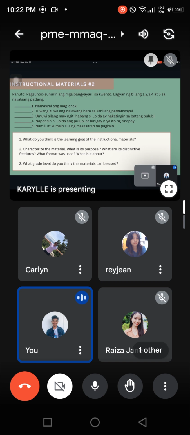So dito naman po, kung ano po ba talaga yung mga grade level na pwedeng pagsakupan ng instructional materials na to. So ito po is ma-apply sa mga elementary, grade 5 hanggang grade 6, pwede rin pong grade 4. So yan, maganda po yung instructional materials na to para po mas maintindihan ng mga bata kung ano yung mga binibigay natin sa kanila. Next po.